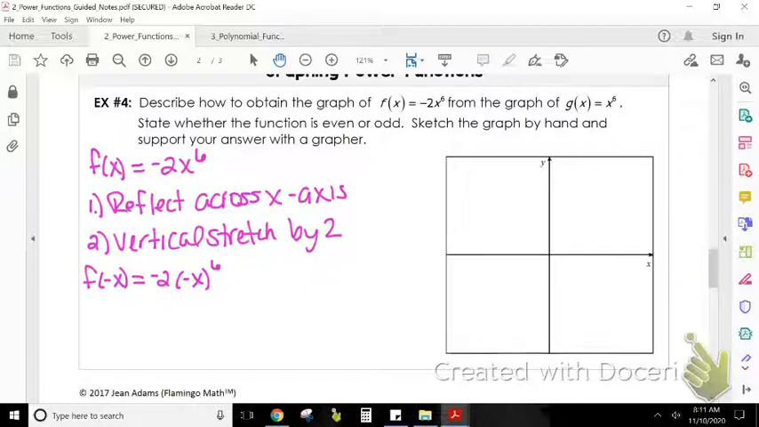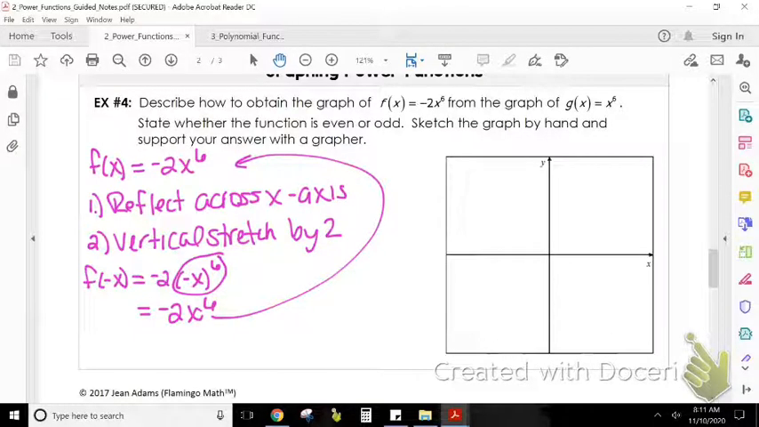All right, so when we do this, our negative x to the 6th becomes positive x to the 6th, and negative 2 times positive x to the 6th is negative 2x to the 6th. So when we compare this back to the original, we can see that it is the same. Therefore, that means it is even.